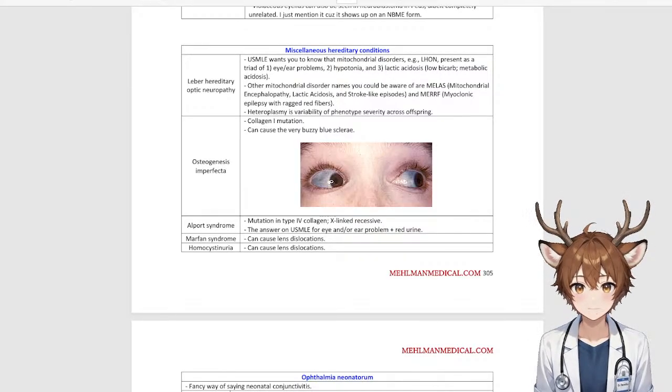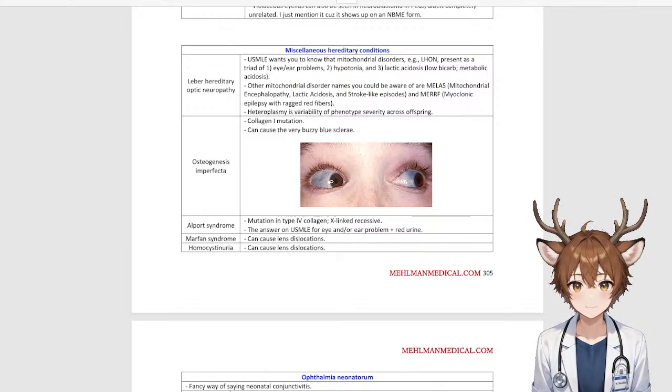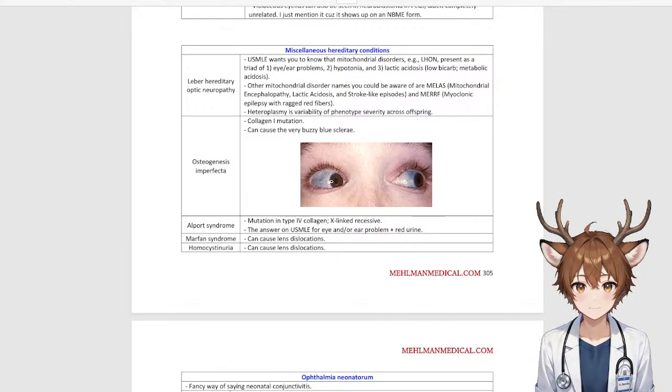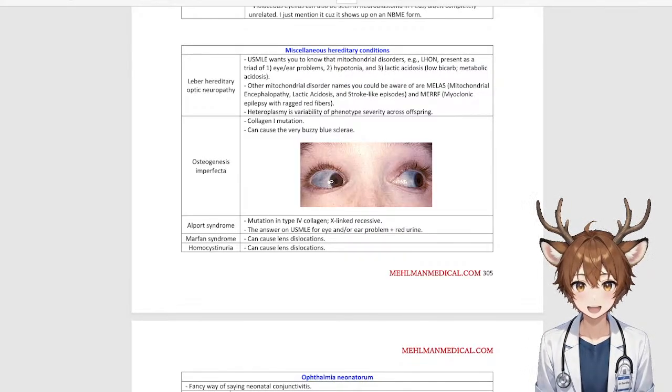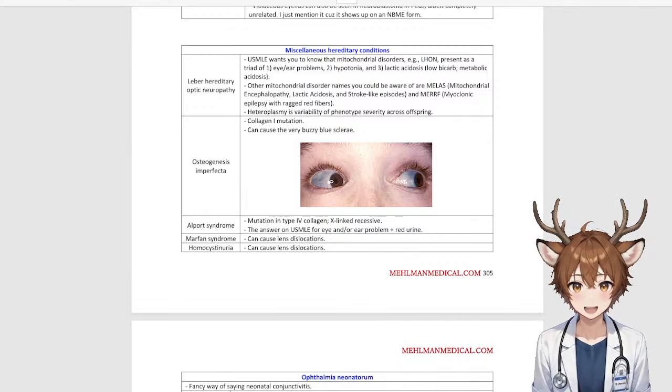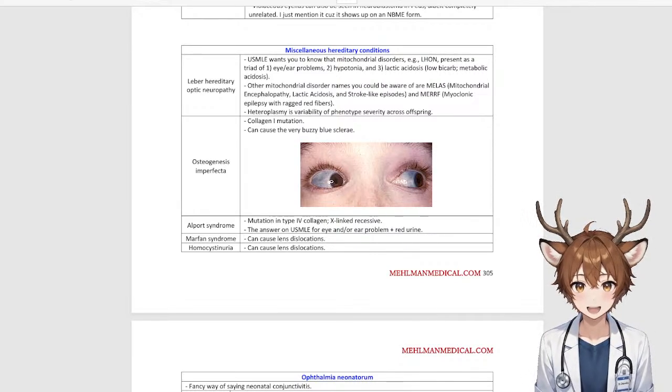Osteogenesis imperfecta. Collagen 1 mutation can cause the very buzzy blue sclera. That is, as far as the disease is concerned, the least of your concerns. But yes, they do have blue sclera. That's very characteristic. Alport syndrome, mutation in type 4 collagen, X-linked recessive. The answer in USMLE for eye and or ear problem plus red urine.